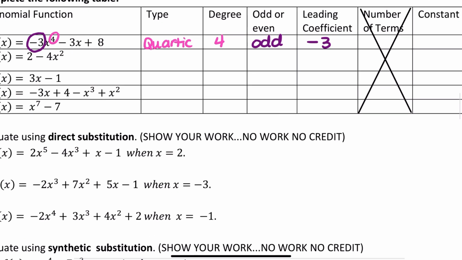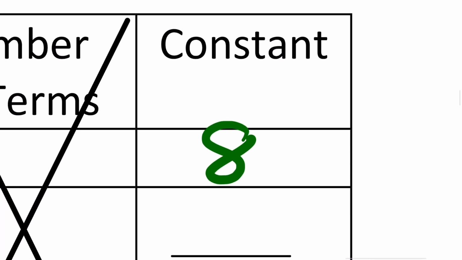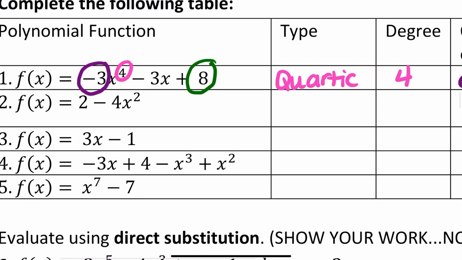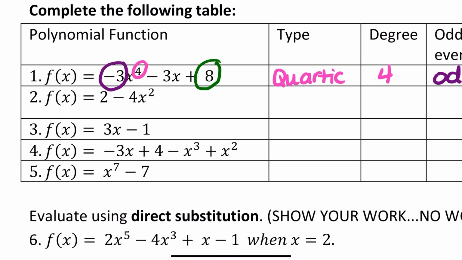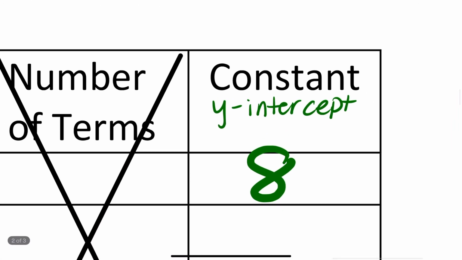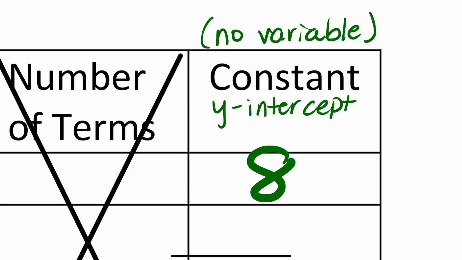But we're going to move on to the constant in the problem. The constant is going to be the number that does not contain a variable. So this is positive 8. Positive 8 is the constant. And that is relevant because the constant is actually the y-intercept of the graph. So this particular function is going to cross the y-axis at positive 8. It is the y-intercept, and of course that's the number without the variable, so the constant will not have a variable.